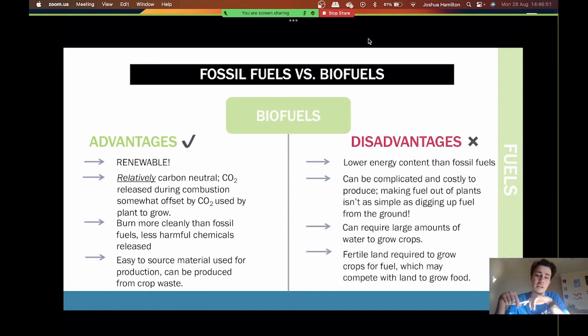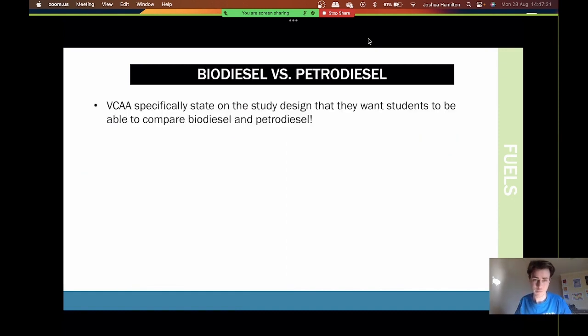You're using fertile land to grow crops. That competes with the crops we need, that land we need to grow food crops. Requires large amounts of water to grow crops. These can be quite complicated. These are all common sense things, and I really want to stress that. Sometimes in chemistry, taking a step back and giving a common sense response is more advantageous than giving some very niche technical chemistry-based response. So sometimes you've got to take a step back and think about it from a logical standpoint, and these are some of the examples of that.